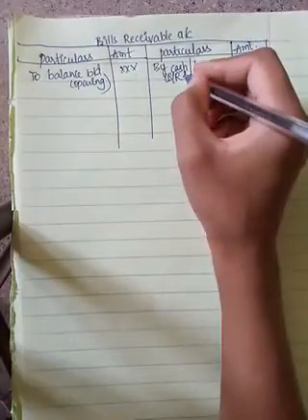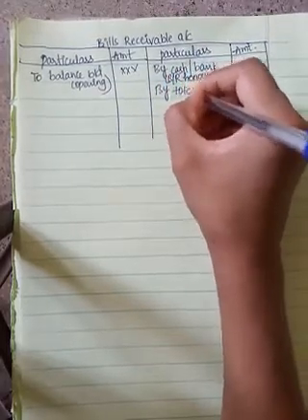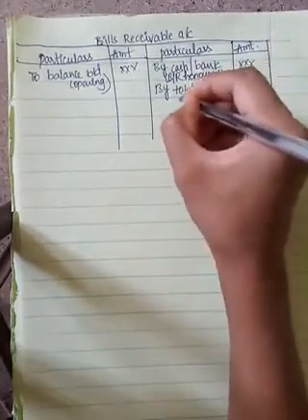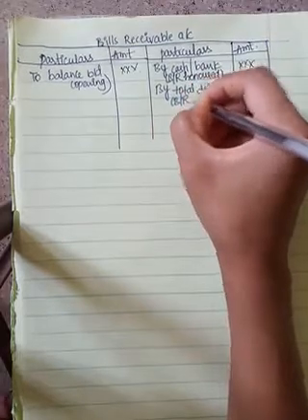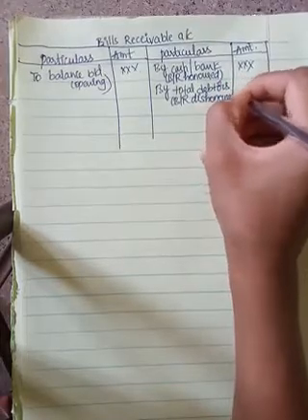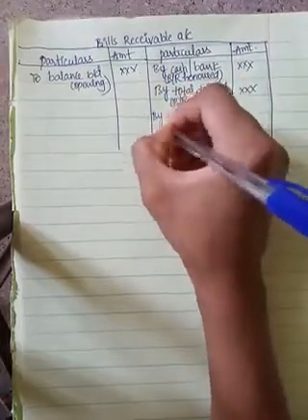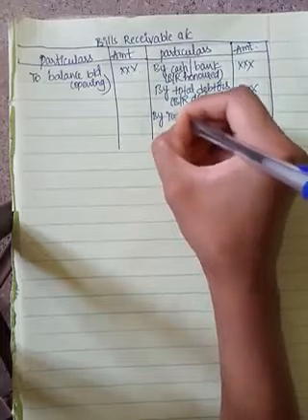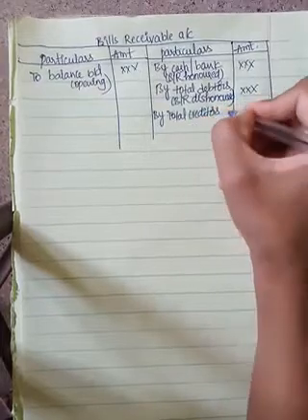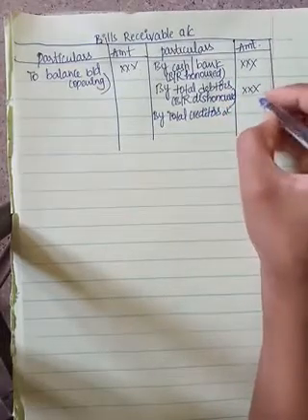Next is by total debtors, that is bills receivable dishonored. Next is by total creditors account, that is bills receivable endorsed to creditors.